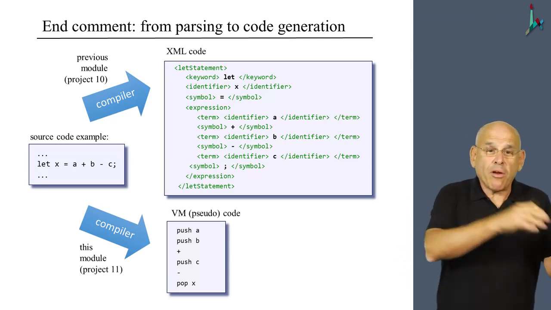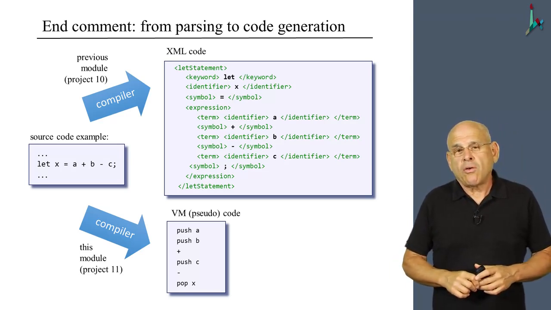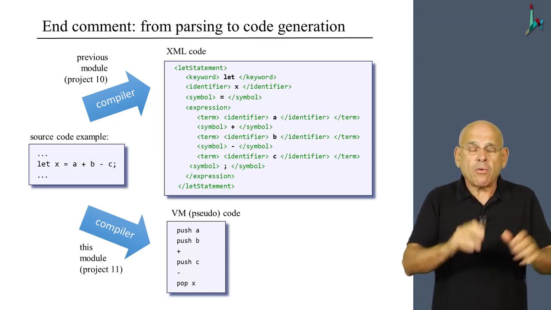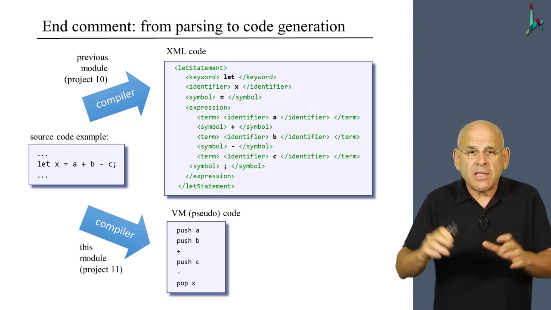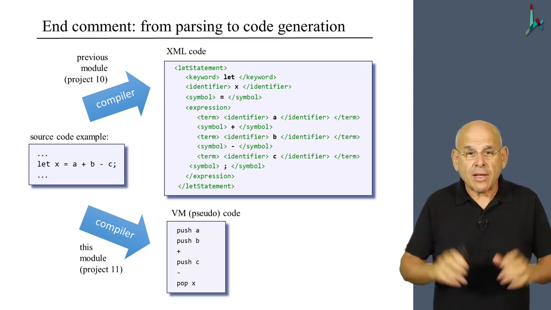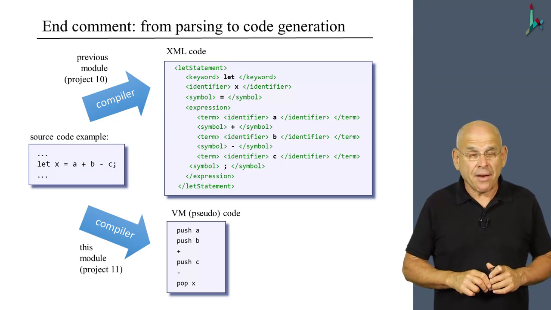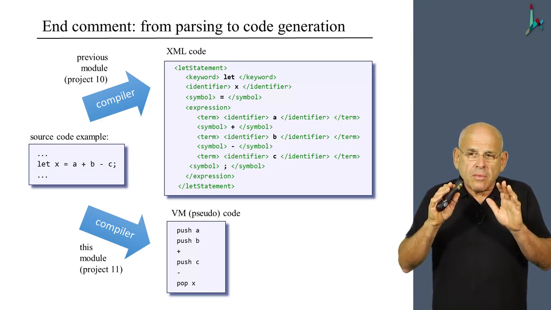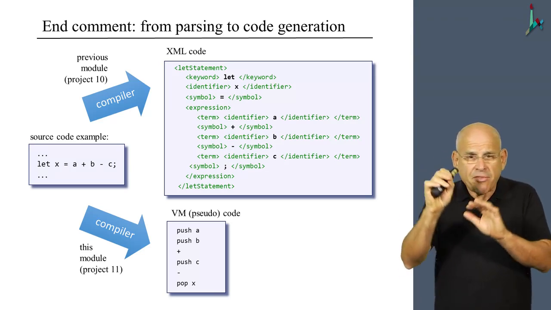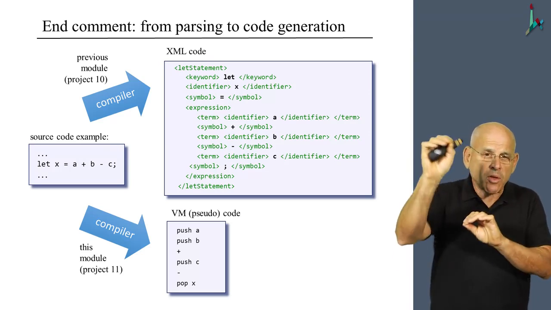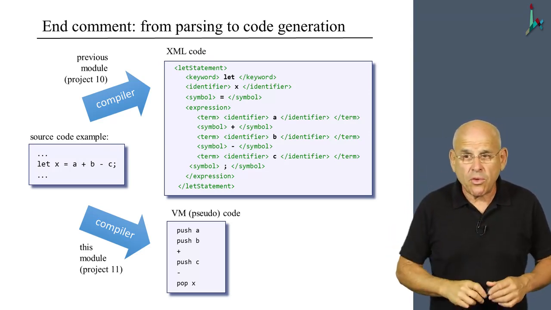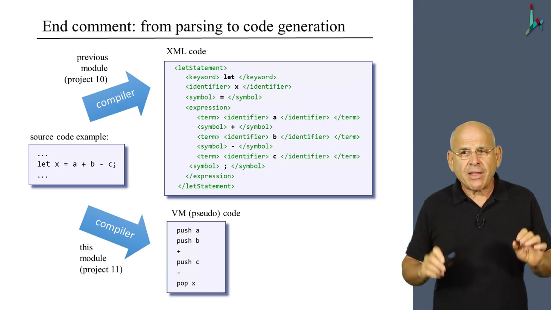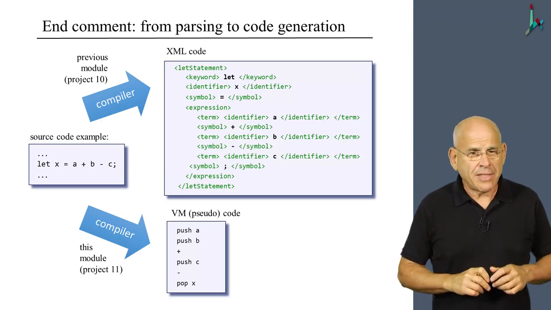Some compilers are more efficient than others, so I cannot tell exactly what your compiler will produce. I can just give you some general guidelines on what has to be done. So that's the first observation about the difference between what we did in the last project and what we do now. I'd like to turn your attention to yet another example.